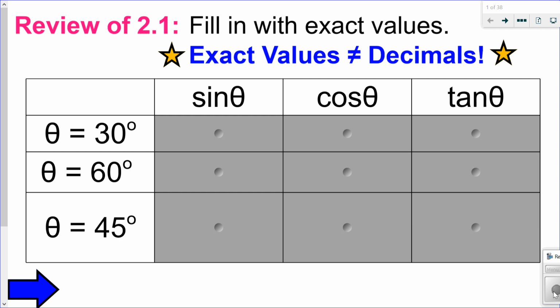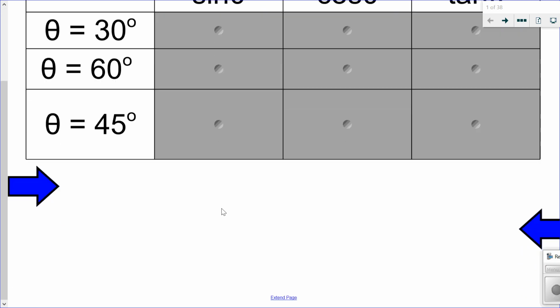Before I get into this, I just want to review 2.1 first. So I want to fill in this table using our special triangles 30, 60, 90, and 45, 45, 90. Now, when I say exact values, that means no decimals. So you have to leave it as fractions or you have to leave it as roots. So let's just review again the two special triangles.